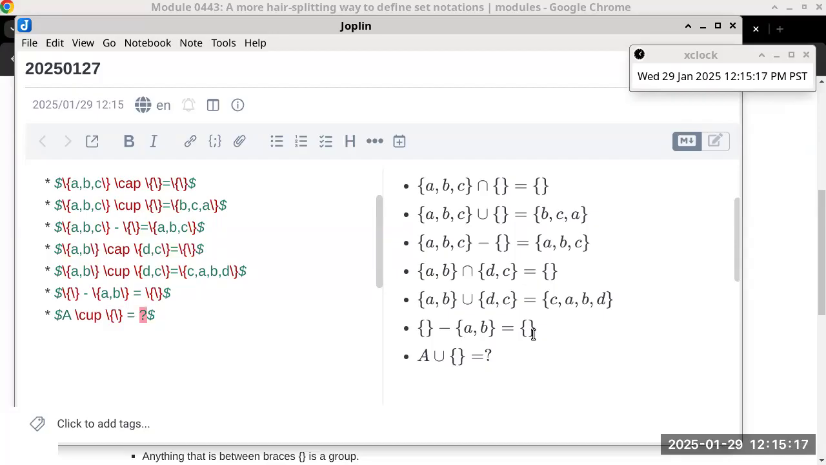So I don't even know what set A has. It may be empty. It may have a bazillion items. I don't know. Can I answer this question? Every item in A, same. So basically the answer is just set A itself. Does that make sense to you? Yes.